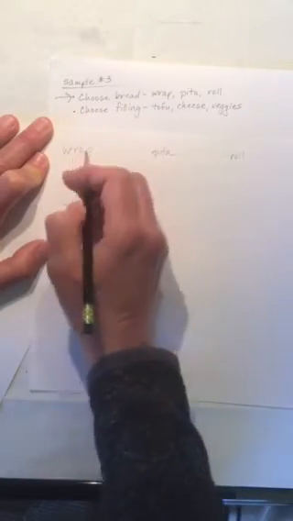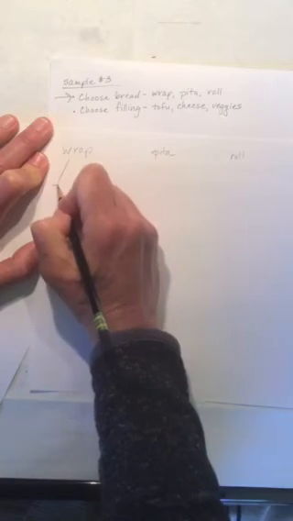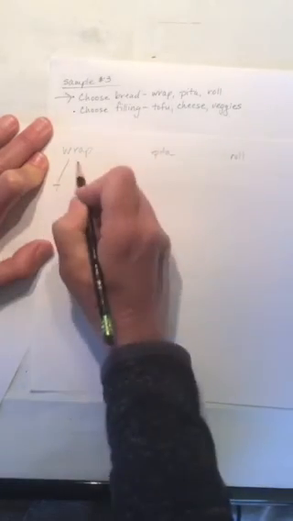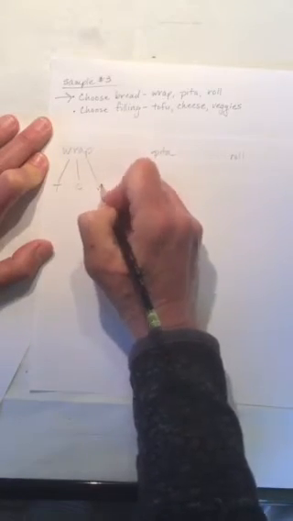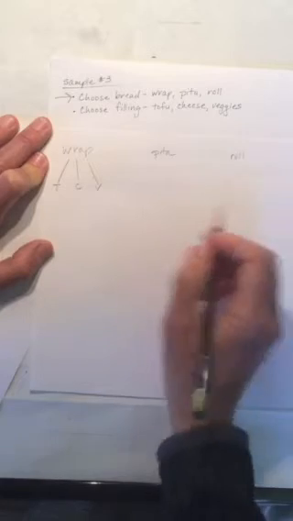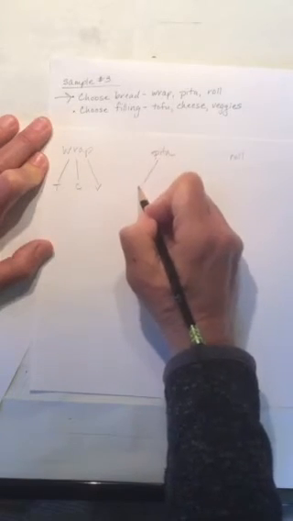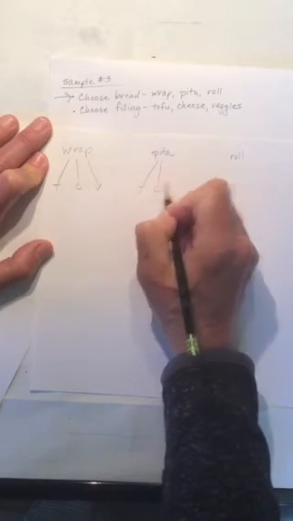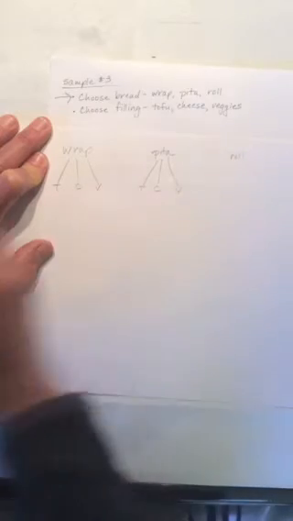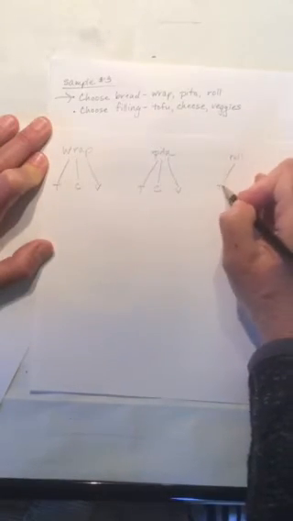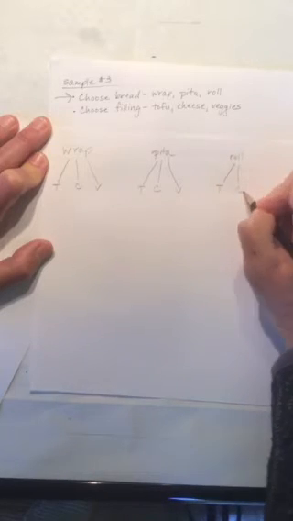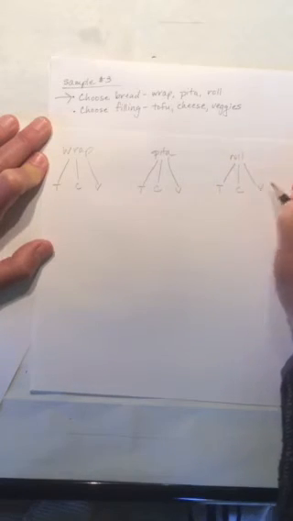I'm going to say, if I choose a wrap, I could get tofu. I could choose the wrap and select cheese. I could choose the wrap and get veggies. Or if I'm doing the pita pocket, I could get tofu, cheese, or veggies. Same thing with the roll. I could get tofu, cheese, or veggies.